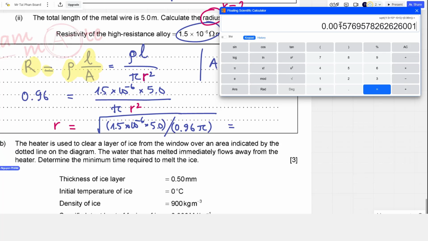The radius. Let's write the whole number first: 1.58 times 10 to the power negative 3, and then round it to two significant figures. 1.6 times 10 to the negative 3. The unit is meter.